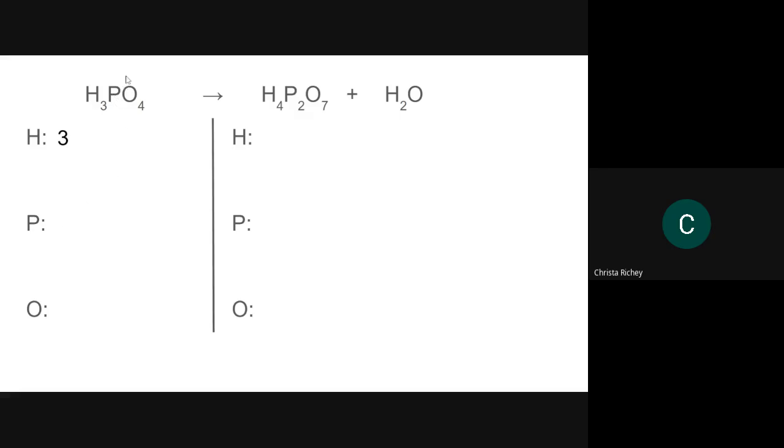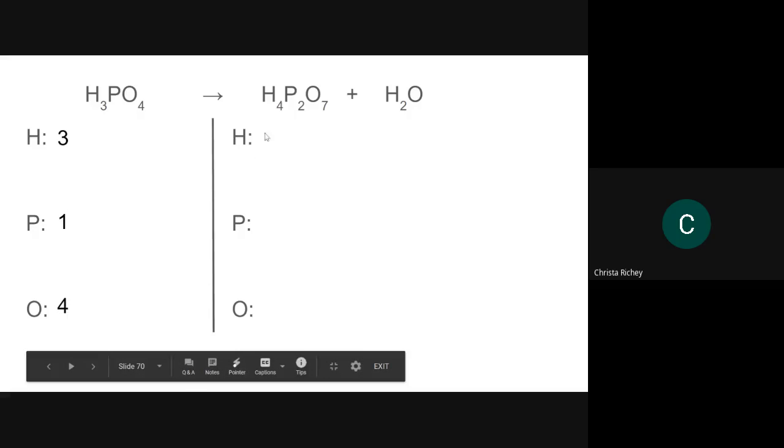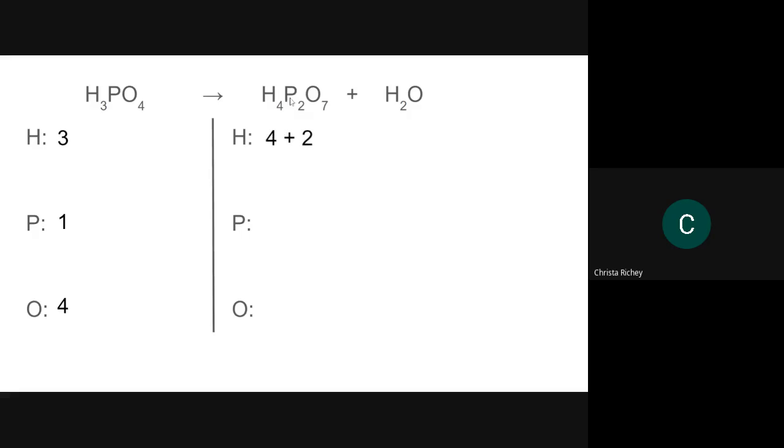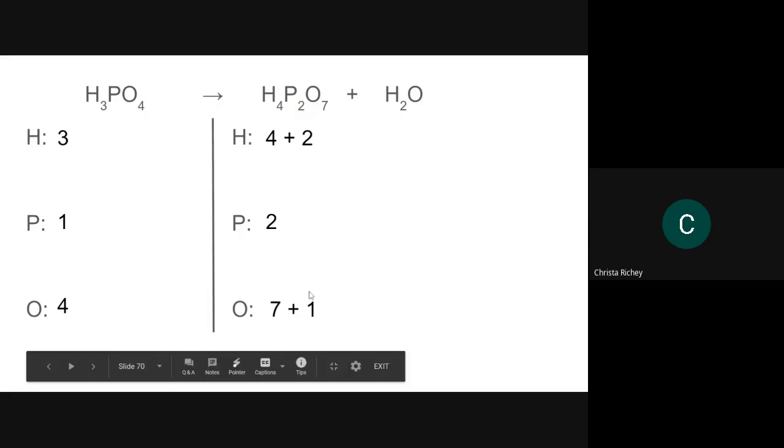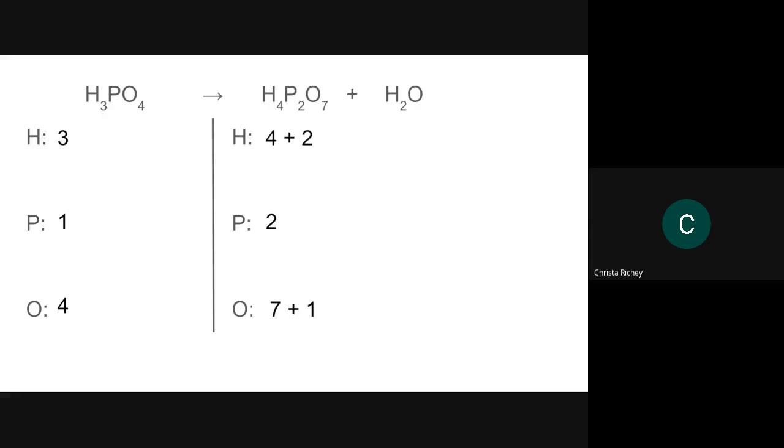Phosphorus has 1. Oxygen has 4. Right side, the product side. Hydrogen has 4. Phosphorus, oh, well, it's 4 plus 2. We have 2 sources. Your phosphorus has 2, and your oxygen is 7 plus 1. If you can, leave the things that have addition for last and hope and pray that it just works out the right way the first time.